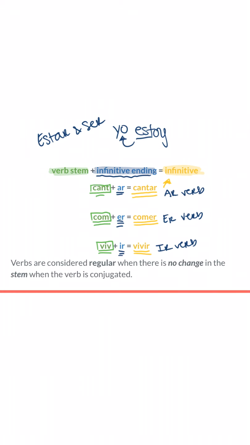Okay, so now that we have those components down, let's talk about what being a regular verb means. So verbs that are considered regular are those that have no change in the stem when the verb is conjugated, okay? They're the easiest ones to work with, so I think you all will enjoy this. All right, moving on.